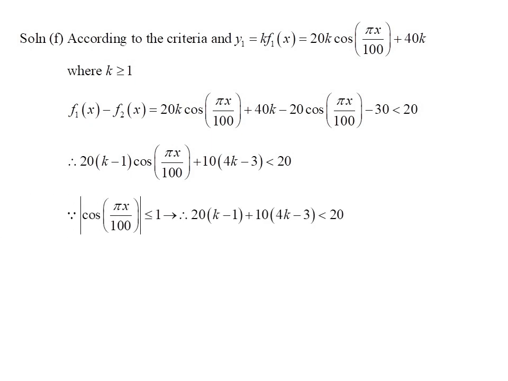Since the modulus of cosine(pi x over 100) is less than or equal to 1, the inequality becomes 20(k minus 1) plus 10(4k minus 3) is less than 20. Solving this inequality and considering k is greater than or equal to 1, hence, the value range of k is greater than or equal to 1, but less than or equal to 7 over 6.